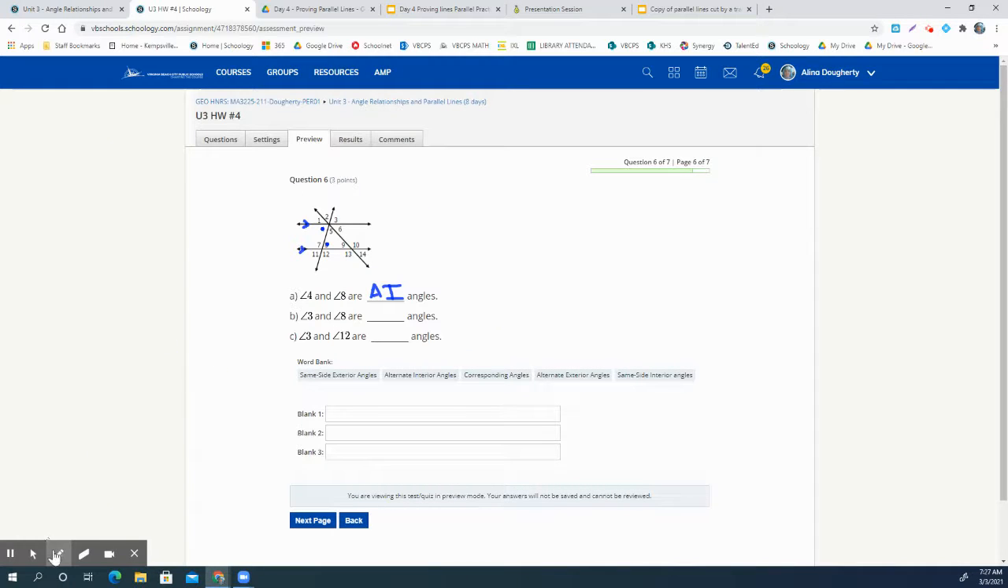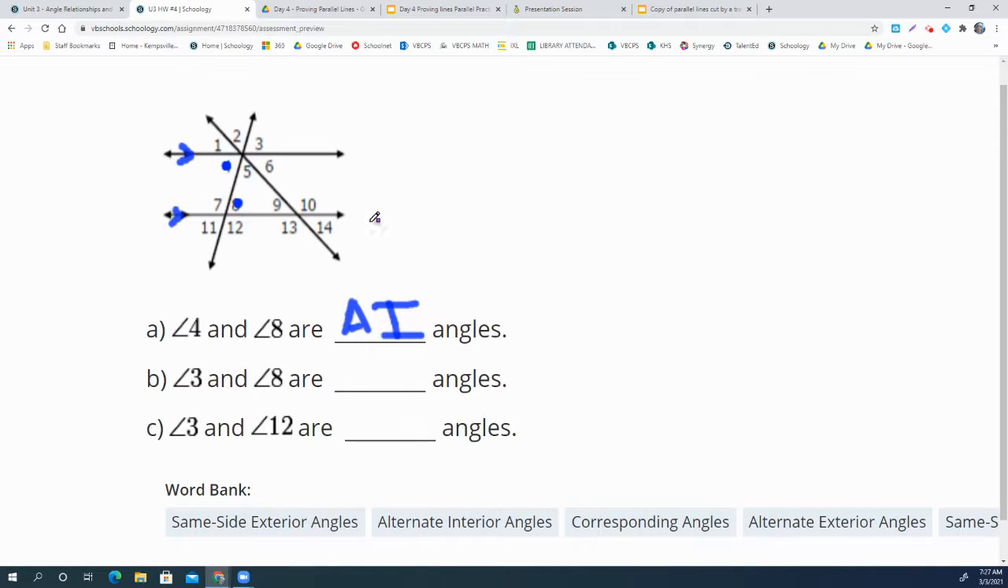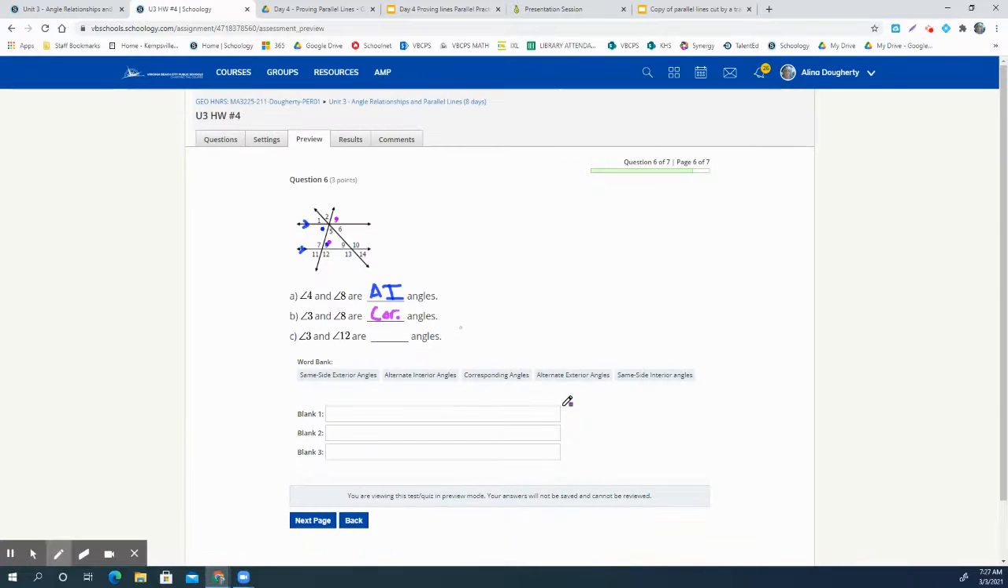And then 3 and 8, let me grab a different color. Come on now. Bless you. 3 and 8. I can take this northeast corner and I can slide it down the transversal and it still lands on that northeast corner. These are corresponding. And we're going to talk about these today. So hopefully that helps.